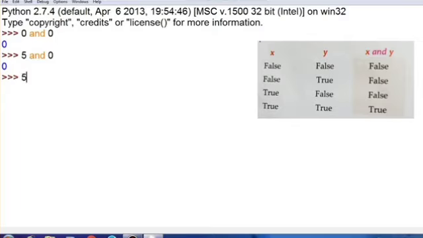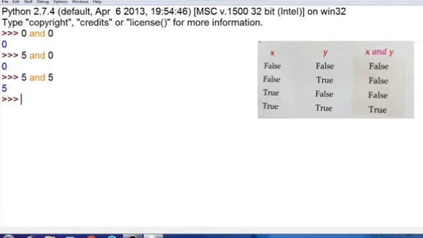Suppose I have written here 5 and 5, then only it will give you the answer 5 because the truth value of 5 is true, and the truth value of 5 is true. So true and true makes true. So that is why the answer is this. This is how the logical operator AND works. If both the operands have the truth value true, then only it will give you the answer true.